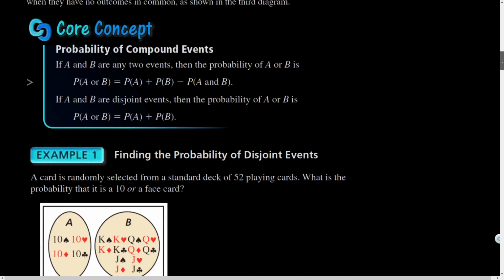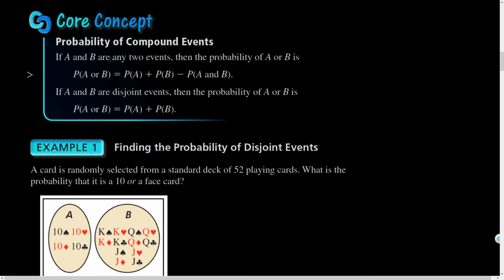All right, and so to calculate the probability of 2 events, A or B, pay attention to OR, this is not the word and. Probability of A or B, if there are 2 events that overlap, you would add the probabilities of A and B together, and then you have to subtract the overlap. That's one of the things you have to be aware of.